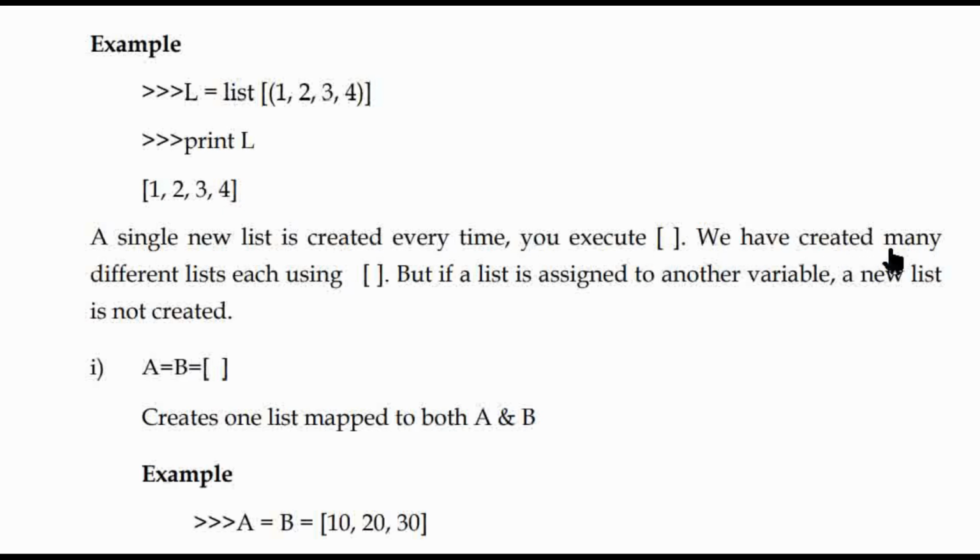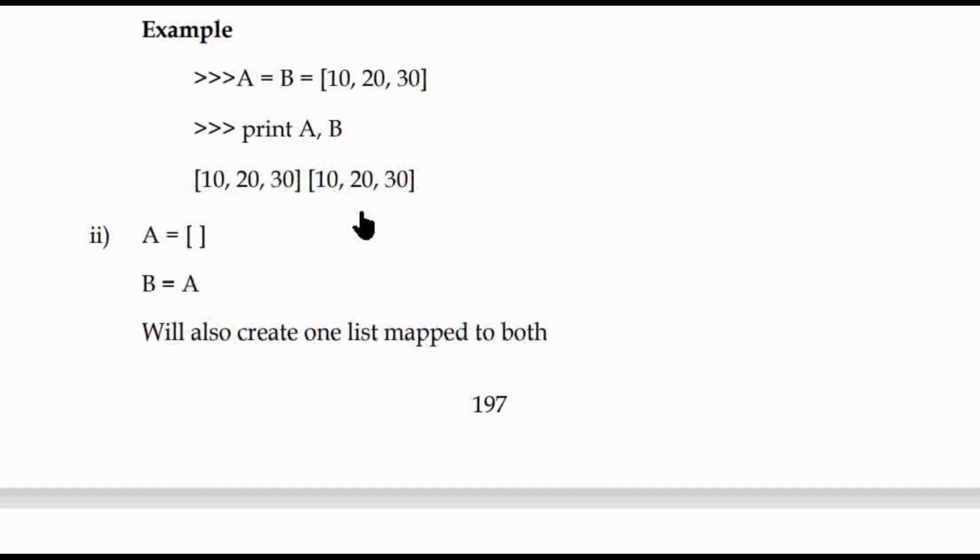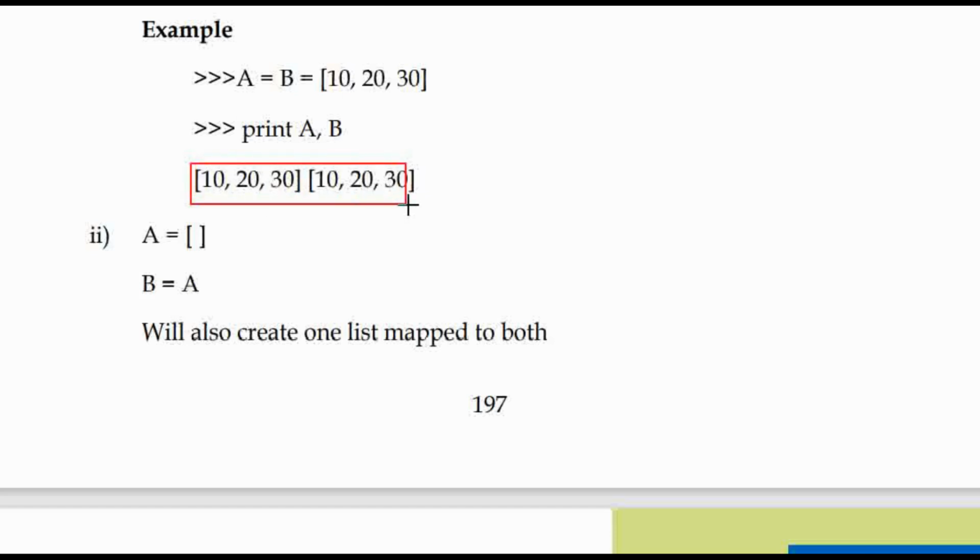We have created many different lists, each using list, but if a list is assigned to another variable, a new list is not created. A = B = [] creates one list mapped to both A and B. Example: A = B = [10, 20, 30]. Print A, B: 10, 20, 30 and 10, 20, 30 are printed because both lists are the same.